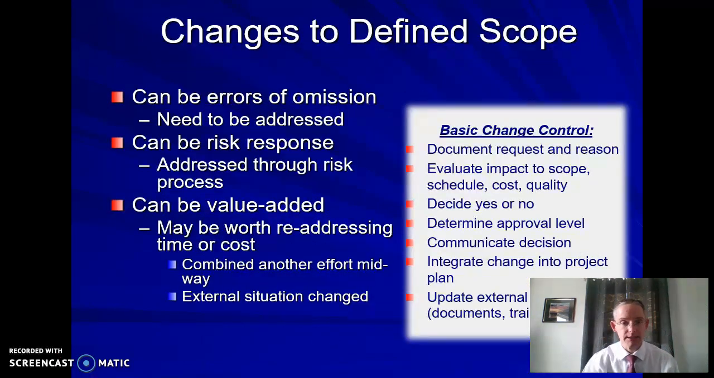So changes to defined scope can be errors of omission that need to be addressed. Maybe we missed something. They can be a risk response. So we have a risk coming up and we need to respond to that through the scope. There can be something we did discover that would be really value added and it's worth adding some more into it. So there are reasons to change the scope. We just need to track all those and make sure we're following change control processes.